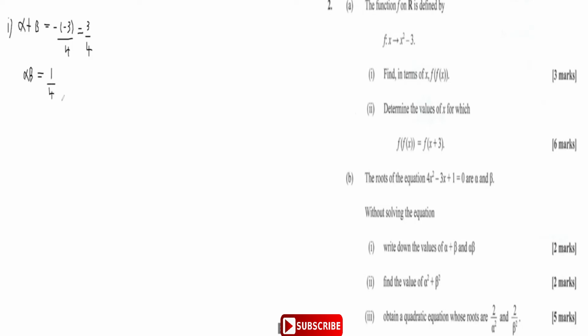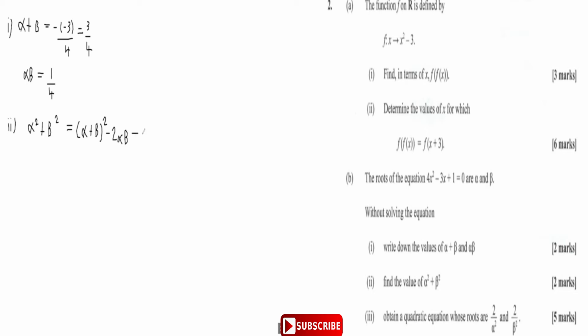Nice. Now the next part of the question says, find the value of alpha square plus beta square. So let's work out that. Now alpha square plus beta square, there's a simple formula to work this out. It's equal to alpha plus beta all square minus 2 alpha beta. Nice and easy.